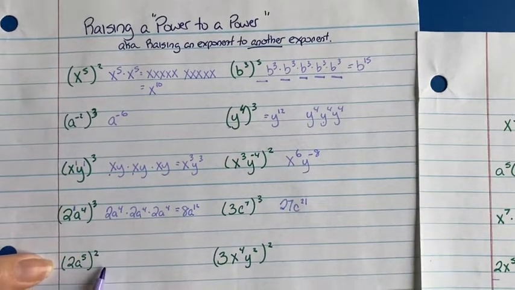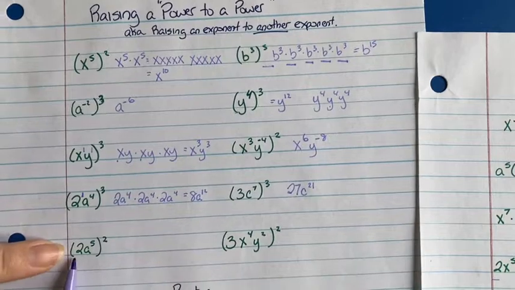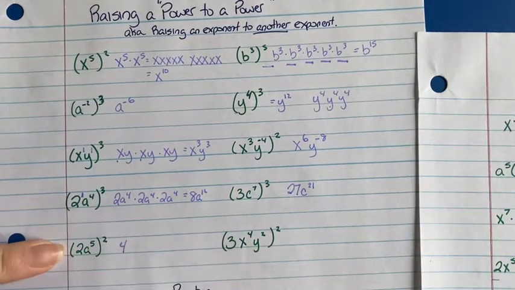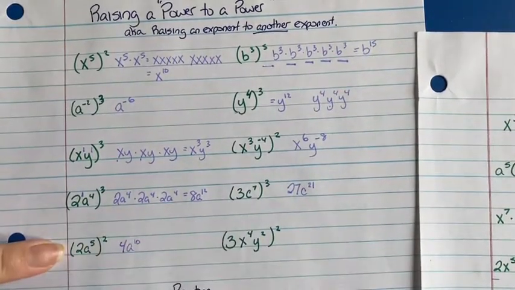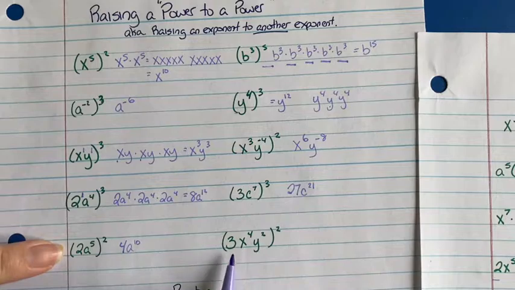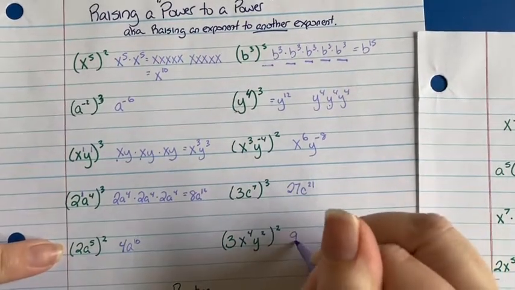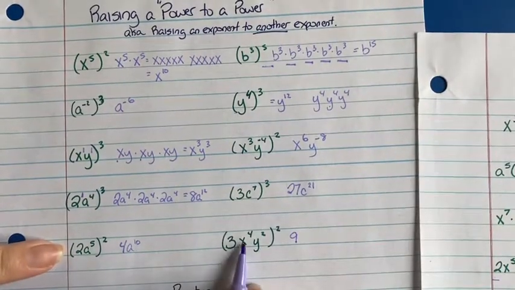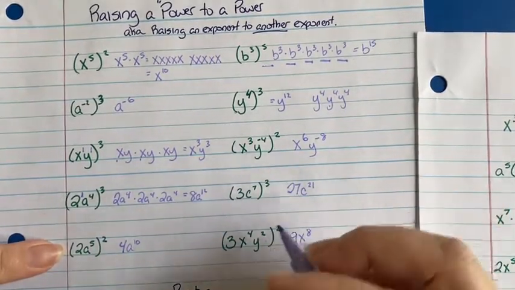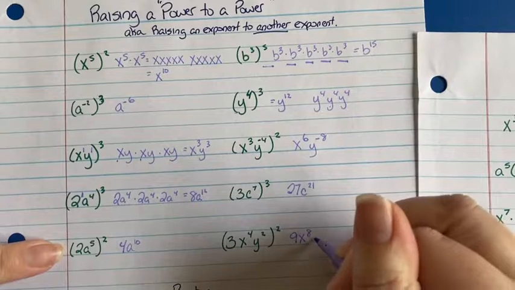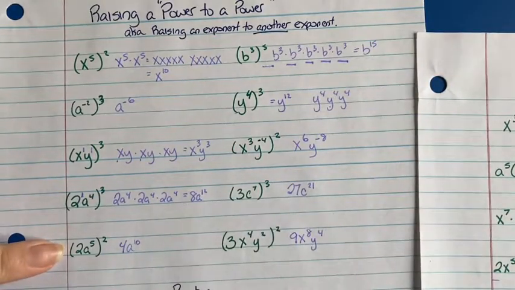2a to the 5th to the second power. 2 to the second power is 4. And then a to the 5th to the second power would be a to the 10th. And lastly, 3 to the second power would be 9. X to the 4th to the second power would be x to the 8th. Y to the second power would be y to the 4th.